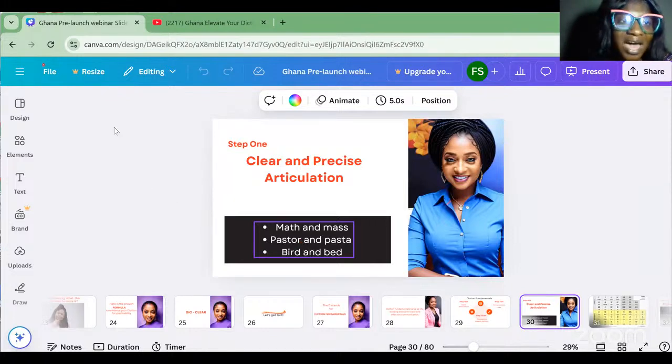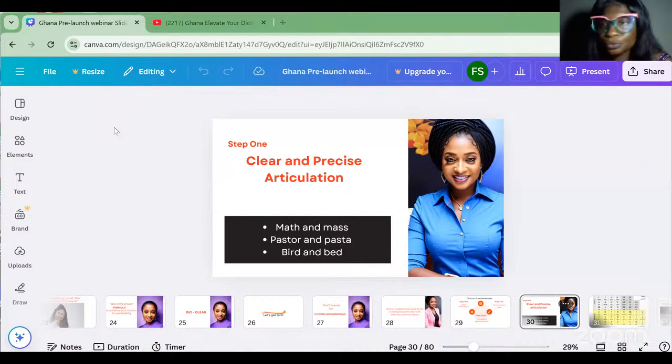So my mouth at the end of P-A-S-T-O-R is not opened. My mouth didn't open. I didn't open it and say pasta. No. Excuse me. I didn't say pasta. No. Rather, I should say pastor. Pastor. Now, the second word is pasta.